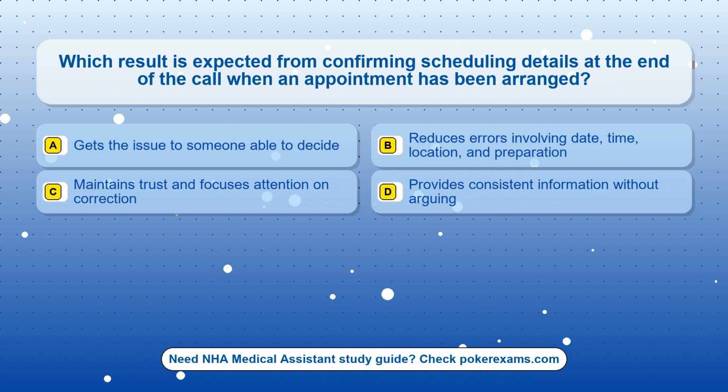Question 10. Which result is expected from confirming scheduling details at the end of the call when an appointment has been arranged? Option A. Gets the issue to someone able to decide. Option B. Reduces errors involving date, time, location, and preparation. Option C. Maintains trust and focuses attention on correction. Option D. Provides consistent information without arguing.